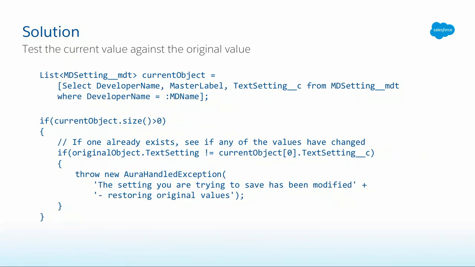For those of you who've never seen it before, the way you read a custom metadata record is through a SOQL statement. It doesn't count against limits. It doesn't count as a DML or as a SOQL query, but that's the syntax they use. If there is an existing object, we take a look at the value of that object. We compare it to the original one that was just passed in. And if there's any difference, we throw an exception back to the user and say, hey, somebody else has edited this record. And maybe we'll build a little bit of code to restore the original value and reset that user to their original state.